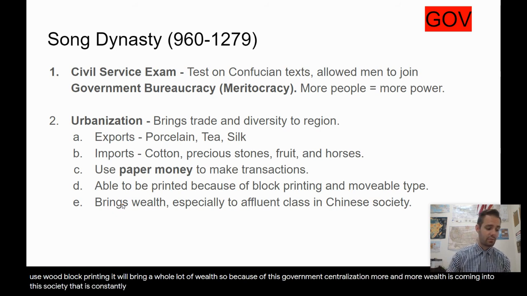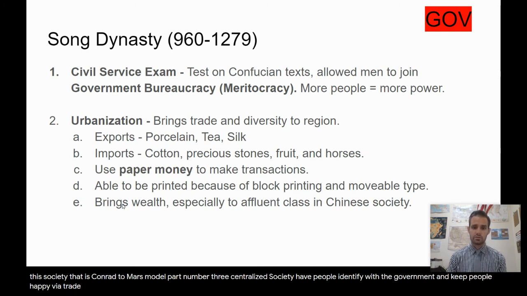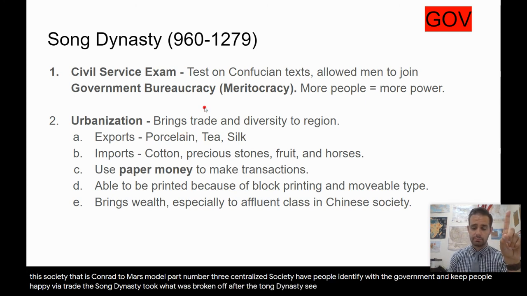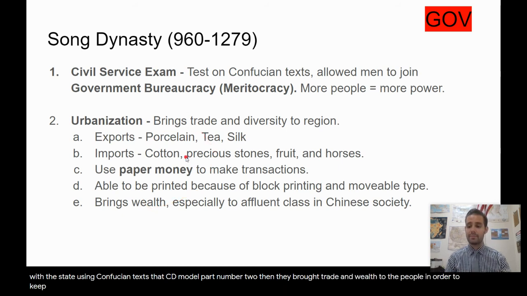That is Conrad DeMar's model part number 3. I mean, that's it. Have a centralized society, have people identify with the government and keep people happy via trade. The Song Dynasty took what was broken up after the Tang Dynasty, CD model part number 1. They made people identify with the state using Confucian text. That's CD model part number 2. Then they brought trade and wealth to the people in order to keep them happy. That's CD model part number 3.